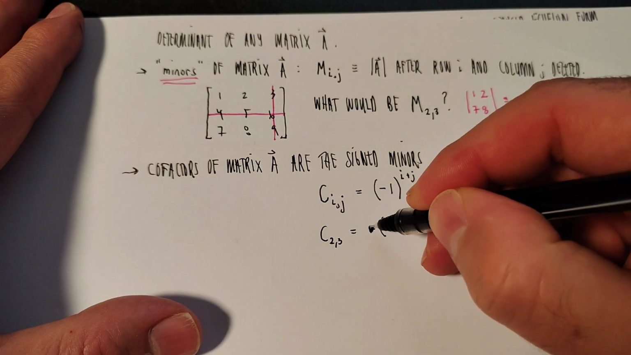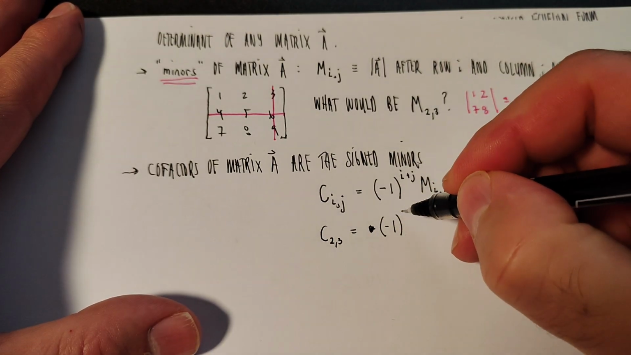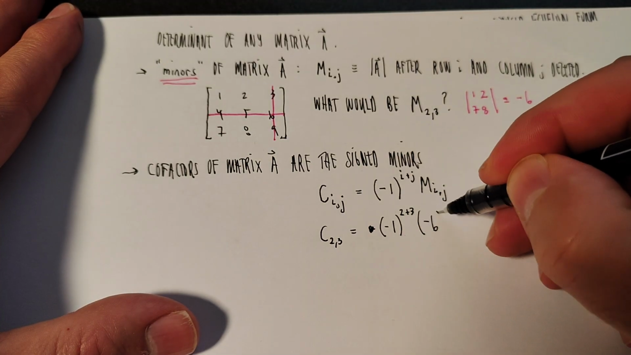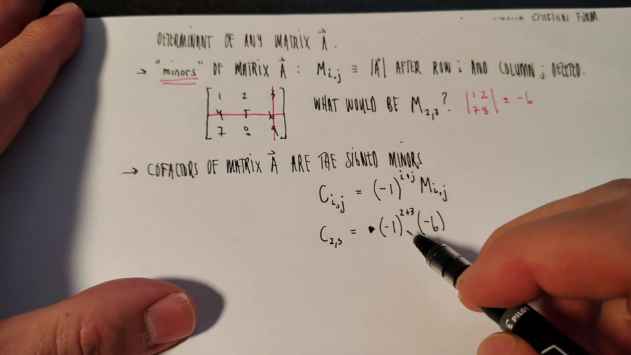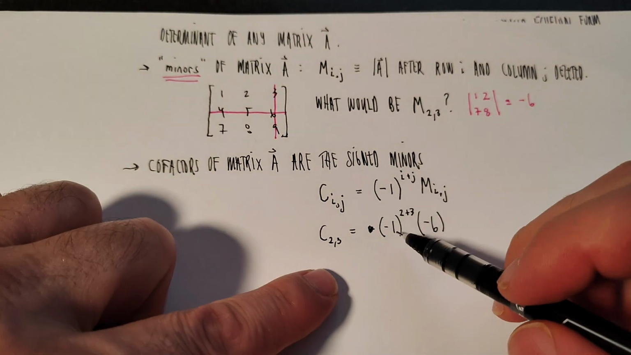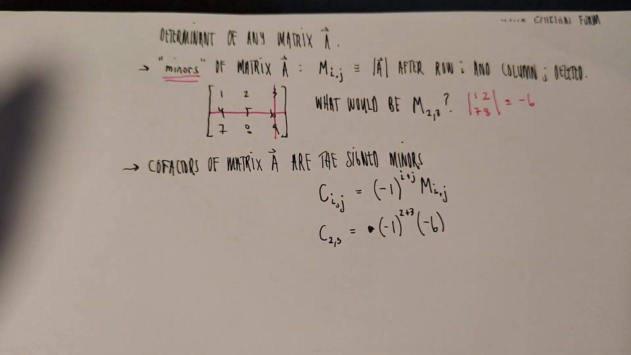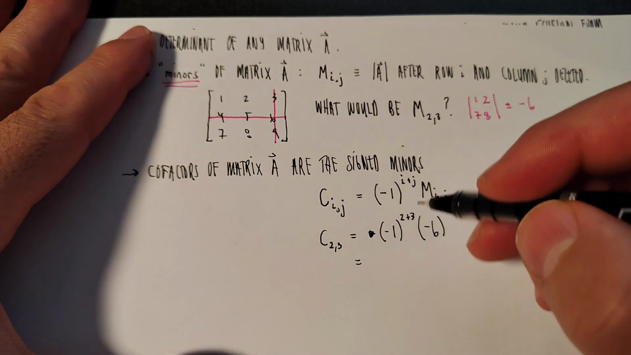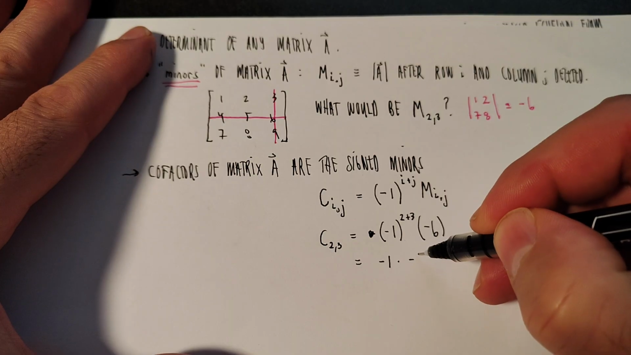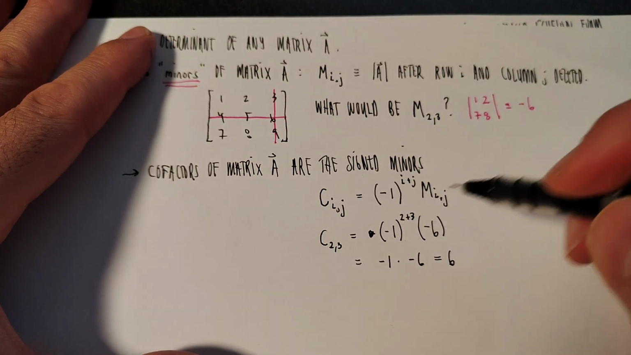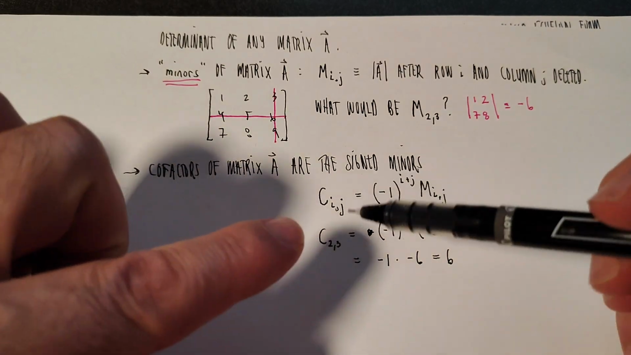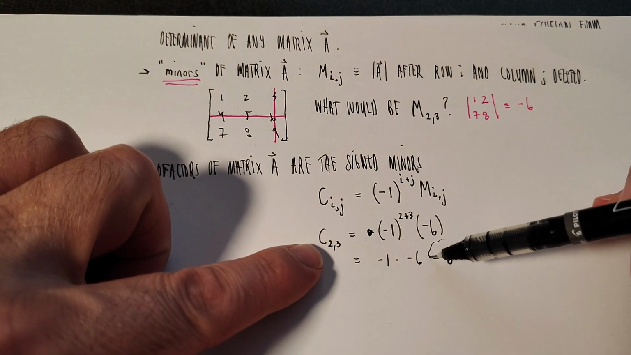Negative 1 to the 2 plus 3 power times negative 6. All right? So what's negative 1 to the 5th power? It's easy. If negative 1 is to an even power, it's a positive 1. And if negative 1 is to an odd power, it's negative 1. So this is just simply going to be negative 1 times negative 6, which is just equal to 6. So that's what the cofactor here is. C of 2, 3 is going to actually be positive 6.